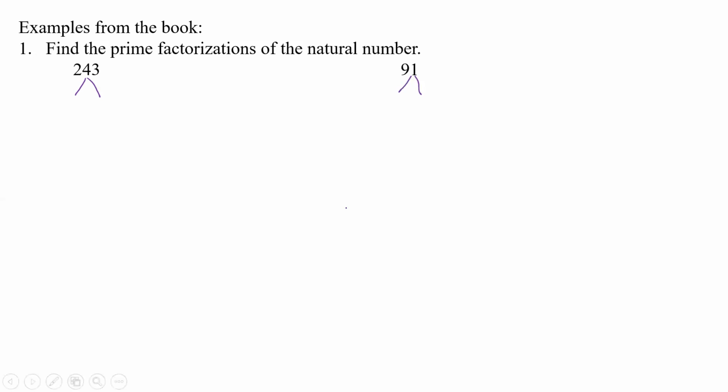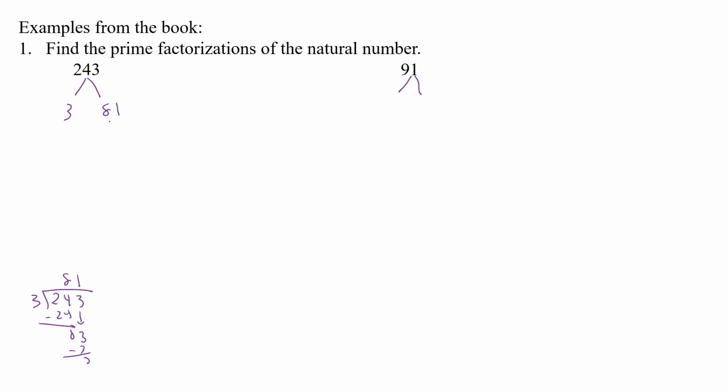So 243. Well, let's see. What if we add all these digits together? 2 and 4 is 6, plus 3 is 9. That's divisible by 3, so let's go ahead and divide by 3. 243 should be divisible by 3. That's going to go in 8. That's 24, and then bring down a 3. That's a 1, and so we get 0. So we have 3 and 81.